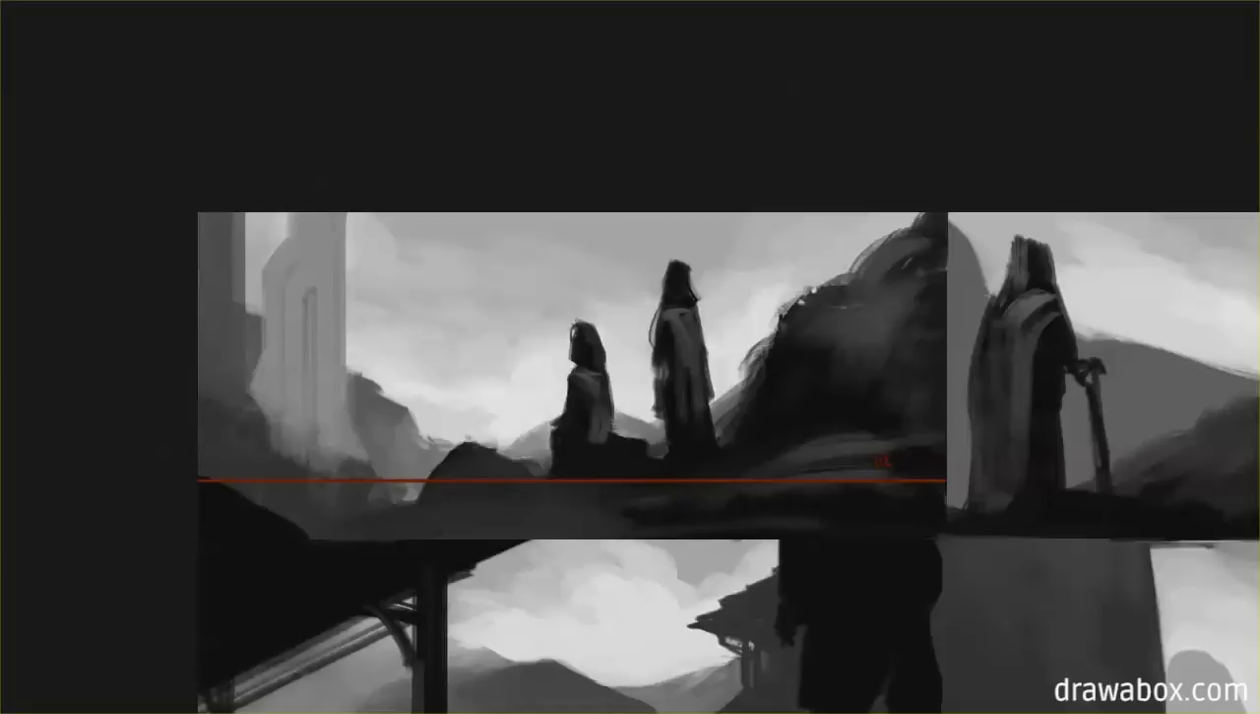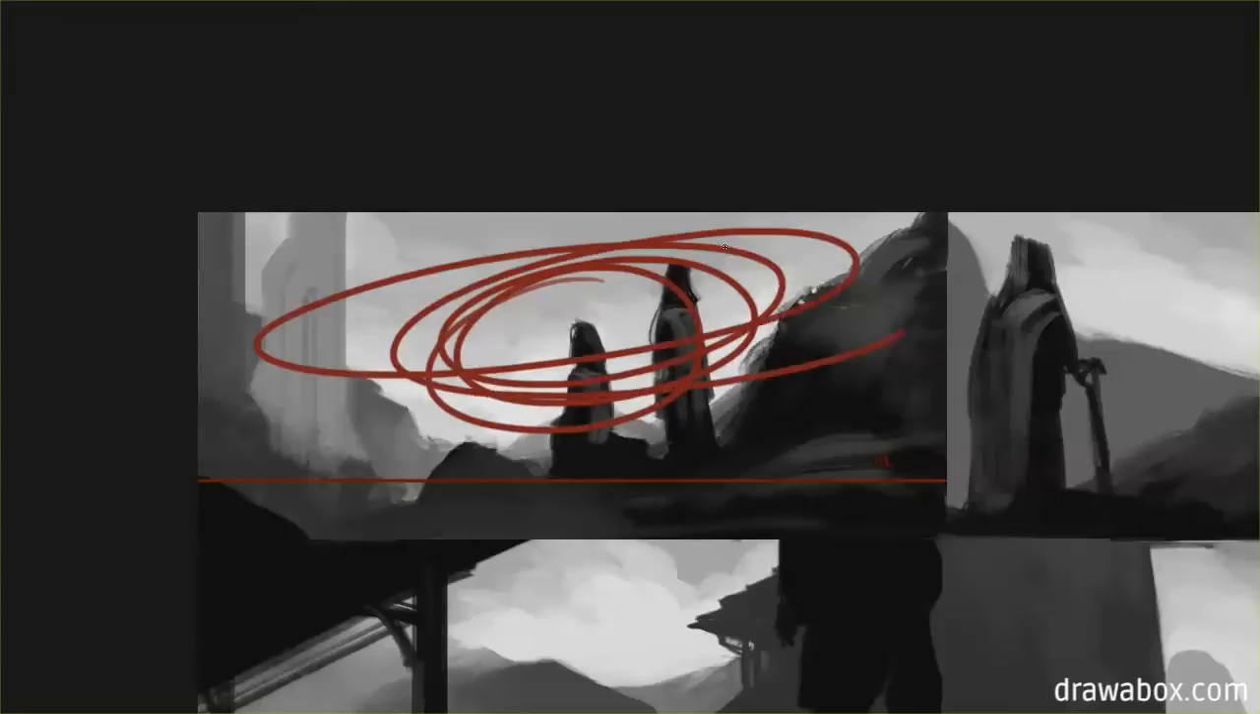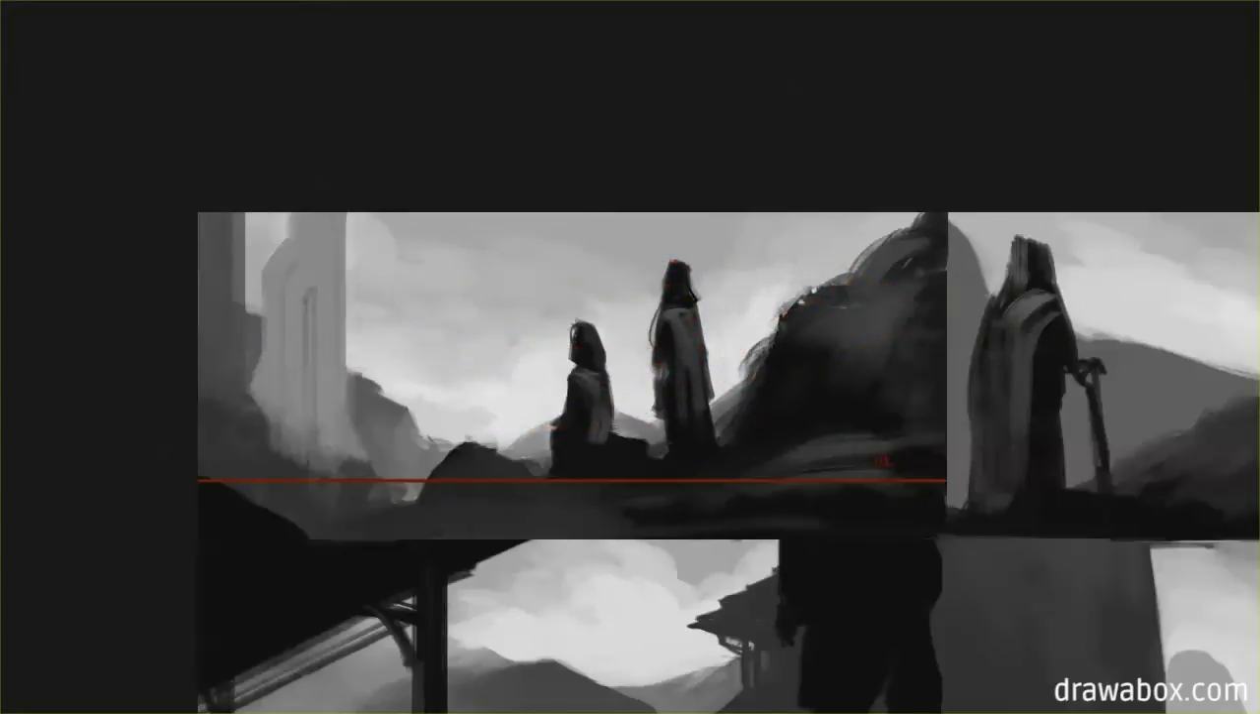If you notice, though, with this horizon line here, you're splitting your canvas up into two chunks. You've got this, and you've got the space right here.